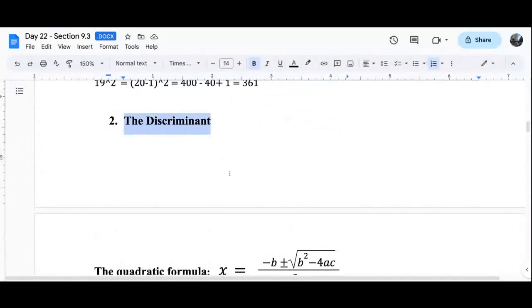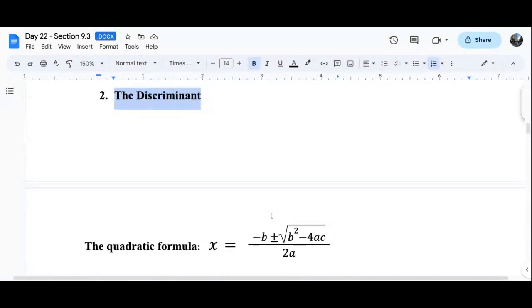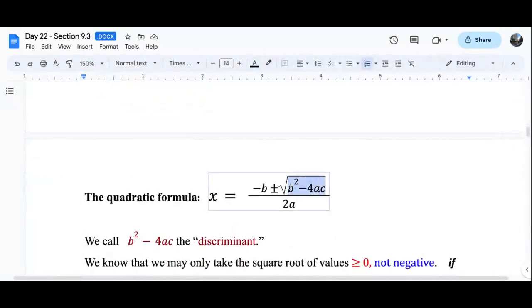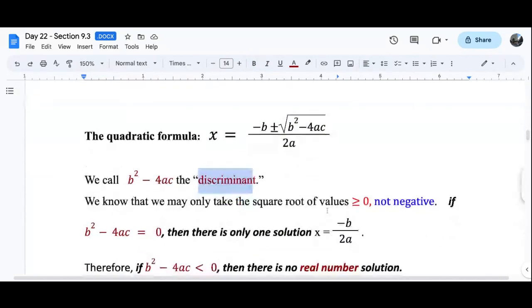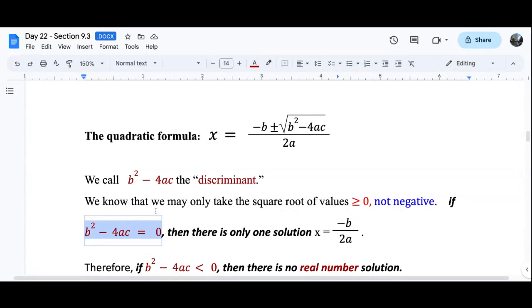One term is called the discriminant. Discriminant means b squared minus 4ac. Okay. So you call b squared minus 4ac the discriminant. For real number solutions, the discriminant has to be at least 0, which means greater than or equal to 0. If b squared minus 4ac equals 0, the discriminant equals 0, we only have one solution, right?